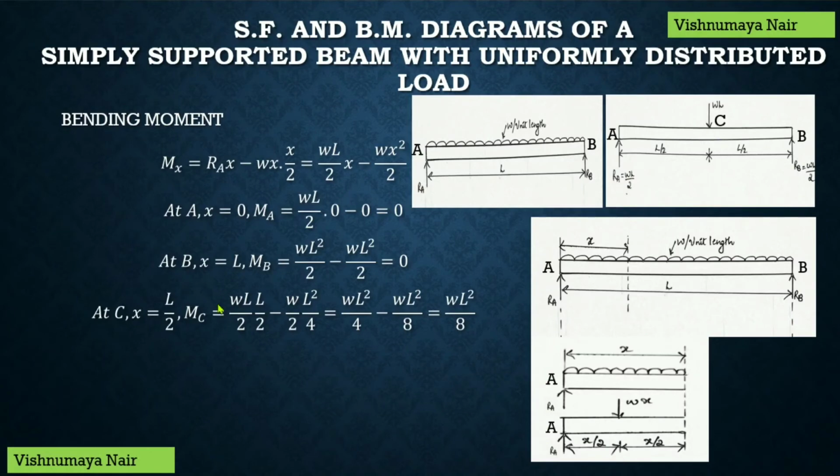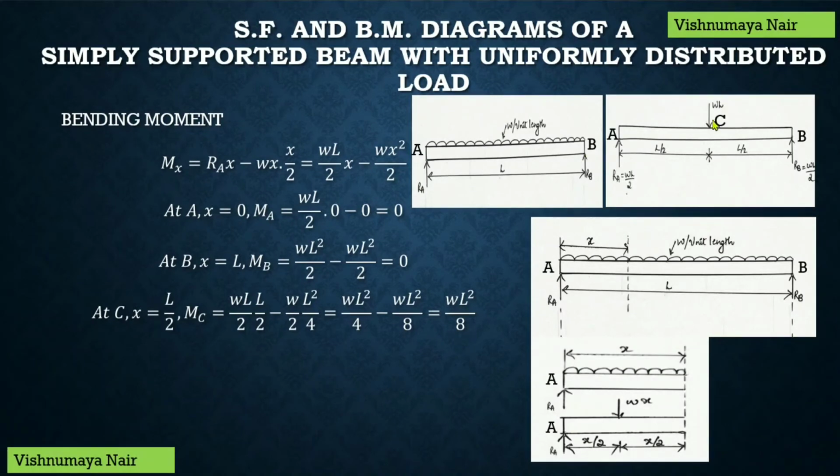Now, at this point C, x equal to L by 2. So, MC will be equal to WL by 2 into L by 2 minus W by 2 into L by 2 the whole square, that is L square by 4, which will be equal to WL square by 4 minus WL square by 8. So, it will be equal to WL square by 8.